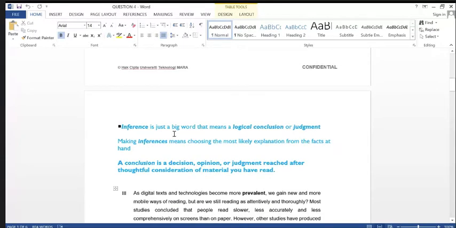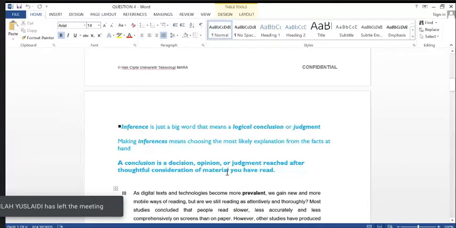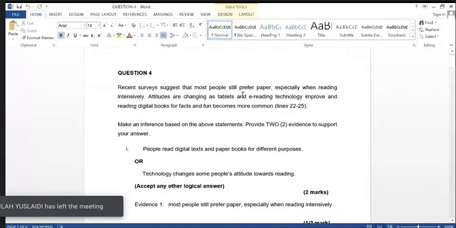Inference is actually just a big word that means a logical conclusion or judgment. Making an inference means choosing the most likely explanation from the facts at hand, meaning the evidence from whatever you can see from the text given to you. A conclusion is a decision, your opinion or your judgment, reached after thoughtful consideration of material you have read. But be careful, not just any answer can be accepted. It cannot be too general. What do I mean? It must be based on the evidence that you are given.